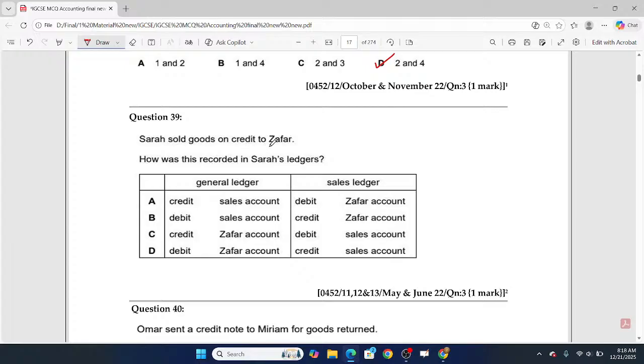Sarah sold goods on credit to Jafar. How was this recorded in Sarah's ledger? In Sarah's ledger, the journal entry being Jafar and sales. Jafar should be in debit. This is general ledger. This will be sales ledger. In general ledger, Jafar should be debited. Then this one is correct. In sales, sales will be in credit. So D is the correct one.